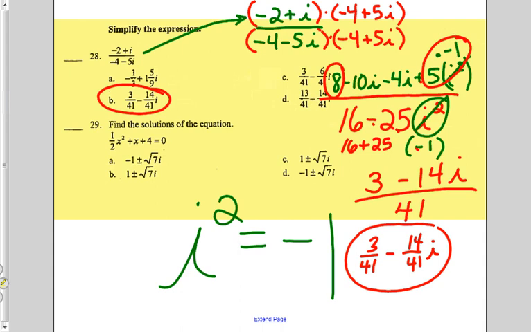The goal was to get rid of i from the denominator, because we can't divide by something that's imaginary. Okay?